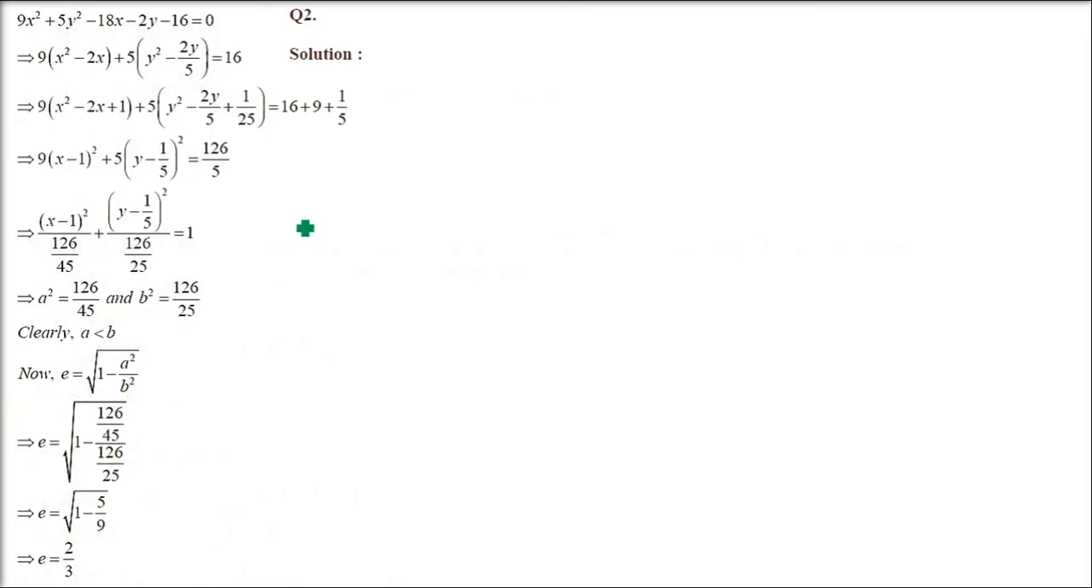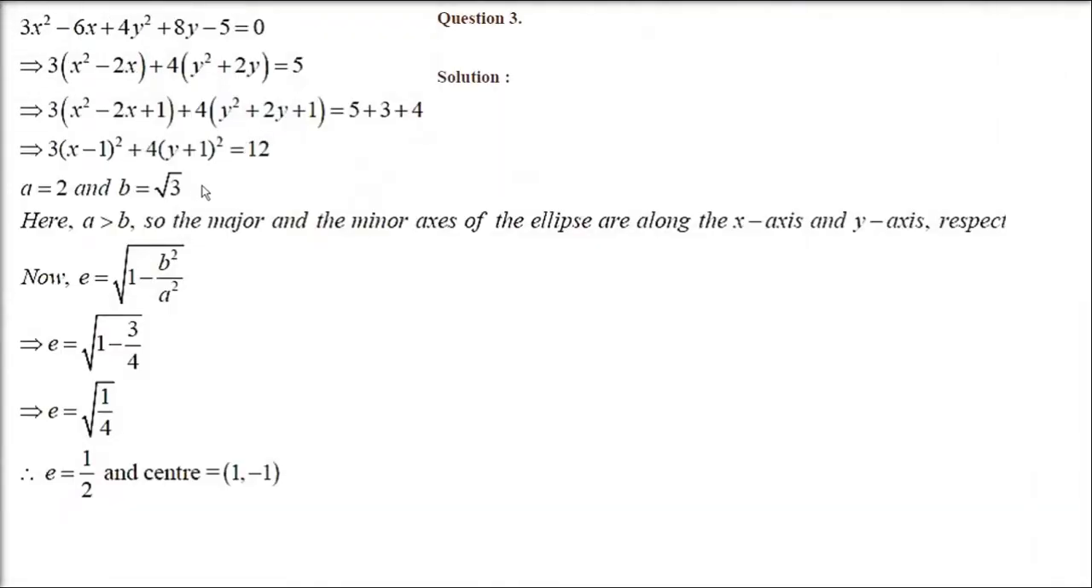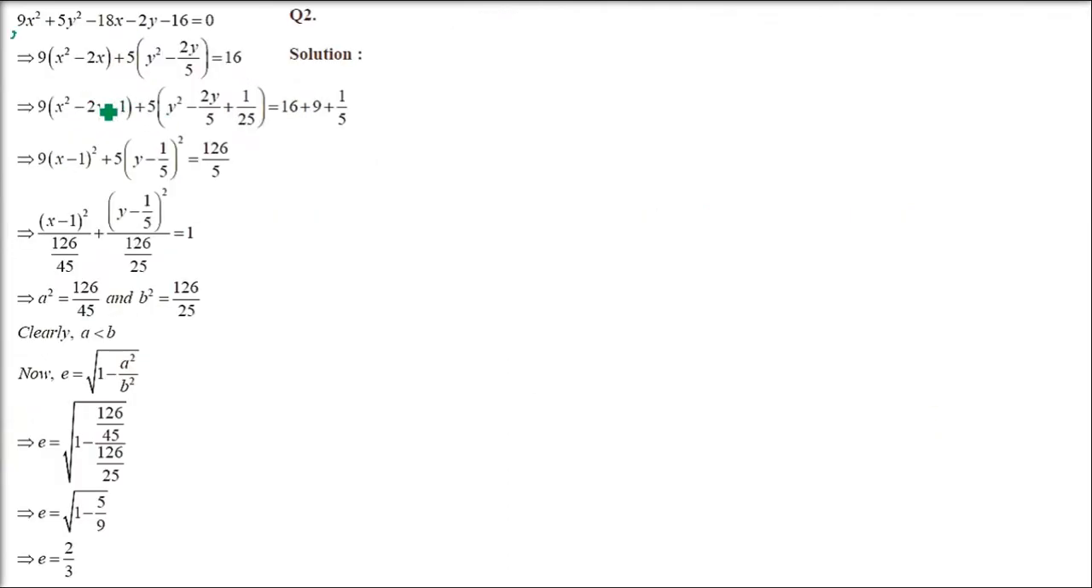Question number 2 is saying, write the eccentricity of the ellipse, and the equation is given: 9x square plus 5y square minus 18x minus 2y minus 16 equals 0. So let me do it actually. You know why? Because the next question, the third question, is almost similar to this one. So let me do this one first.